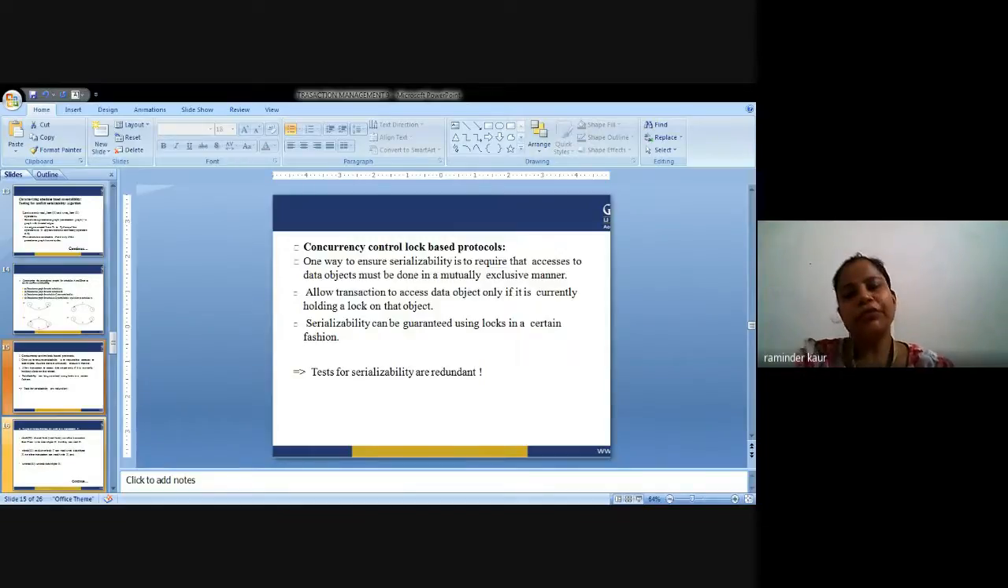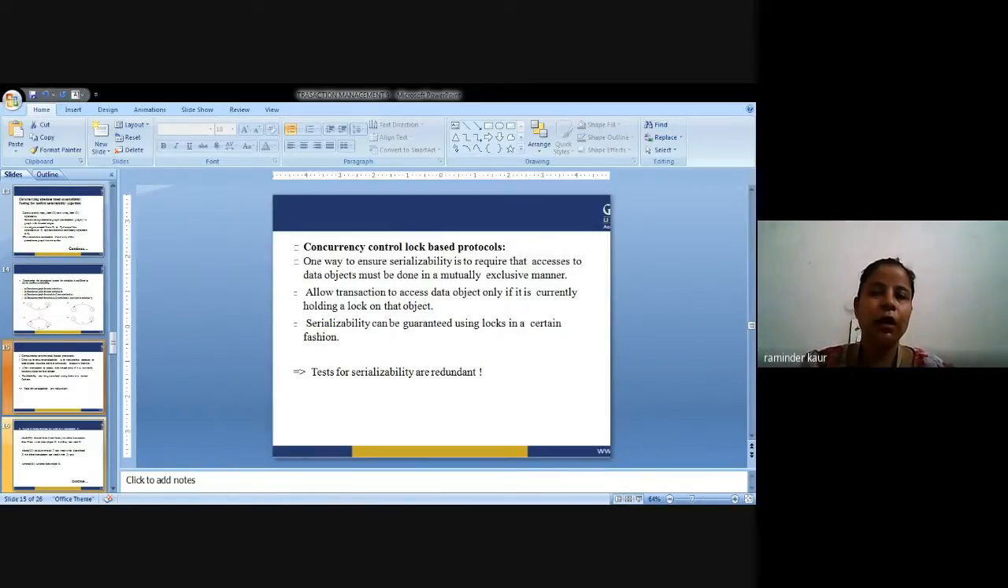Now my question is why we use locking? Why is there the need to use locks in performing the transaction? So that we can remove the problems in concurrent transactions. That is why we are using locking.